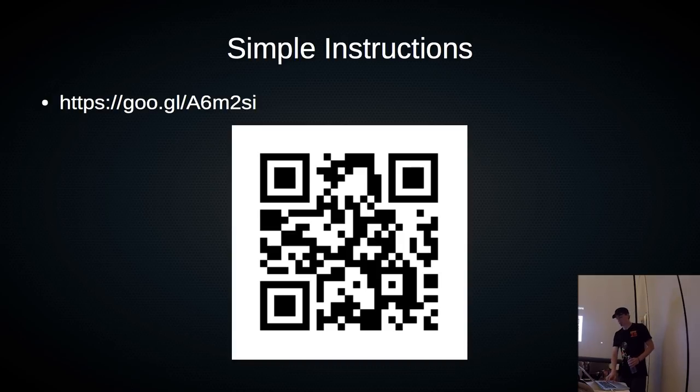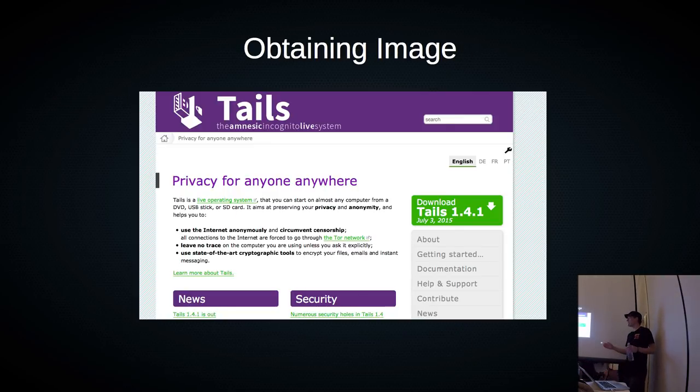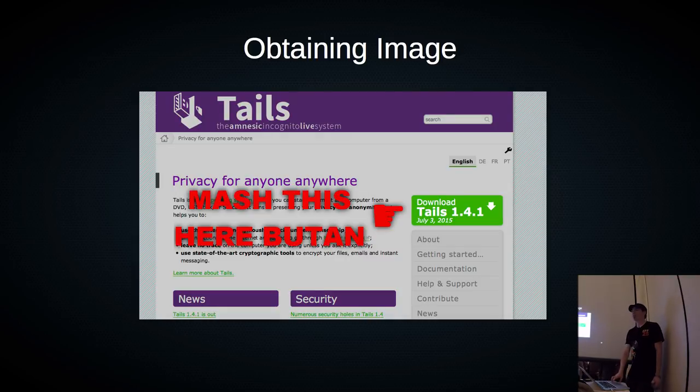Now for the super simple instructions. Obtaining the image for Tails, this is the Tails website. If you go to tails.boum.org, that's B-O-U-M, Bravo, Oscar, Uniform, Mike dot org, this is the website you'll see. And you see that green button on the side, it says download Tails, whatever version. Go ahead and mash that there button. That'll take you to a page to download the image and the GPG signature.